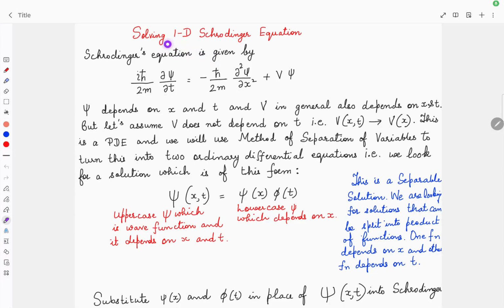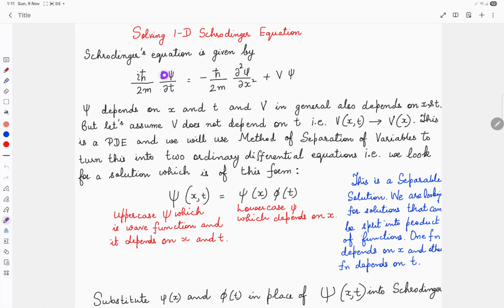Hello everybody. Let us try to understand how to solve the one-dimensional Schrodinger equation for quantum computing applications. Now, Schrodinger's equation is given by this equation as shown here. It is iota h cross, del psi with respect to del t.